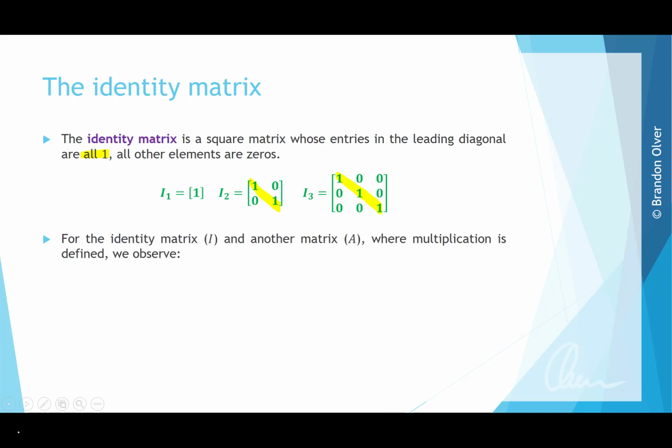For the identity matrix and another matrix A, where multiplication is defined, we observe that A times the identity just gives the matrix A, and similarly the identity matrix times A gives A. In the real number system, the identity is multiplying by the number 1. For matrices, we multiply by the identity matrix to maintain the same value.